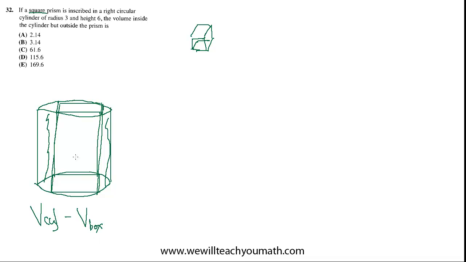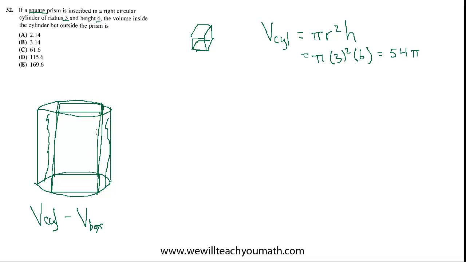So what are the dimensions of the cylinder? Well, the cylinder has radius 3 and height 6. And the volume of a cylinder is determined by pi r squared, which is the area of the circular base, times the height. So in this case, that's pi times 3 squared times the height, which is 6. So that's 9 times 6, which is 54 pi. So now we just need to subtract from that the volume of the box.